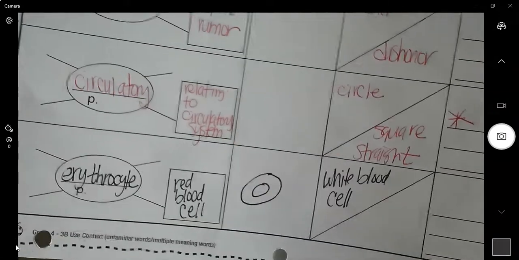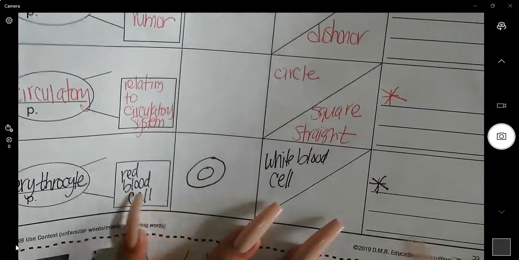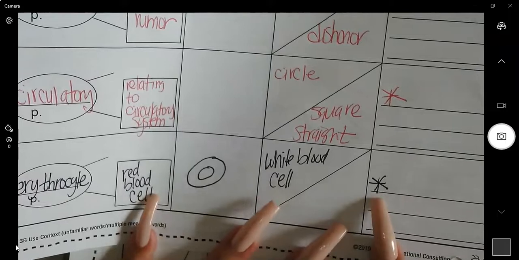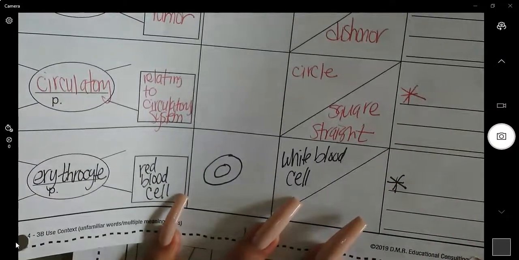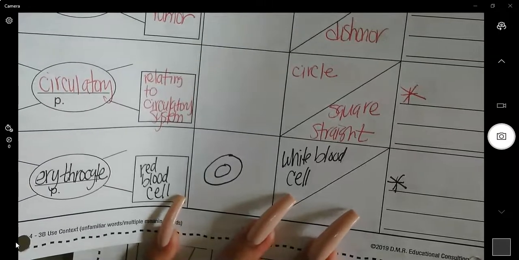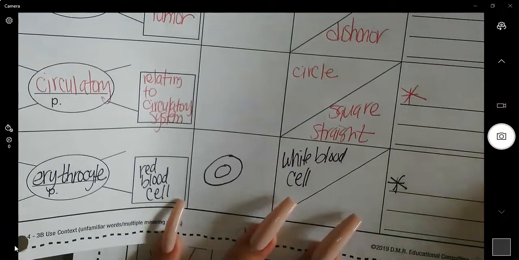Now for the sentence, I want you to go ahead and leave it blank, because once we start learning about the erythrocyte and what it is, you'll be able to come back and make a connection so that you understand what it is. So for now, go ahead and pause the video so that you can put your word web away.